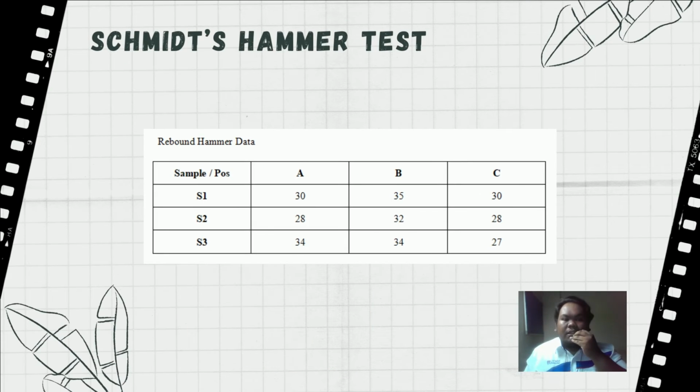Now, the data that we collected for our project, the rebound hammer data. We have three samples, S1, S2, and S3, and we have three positions which we label as A, B, and C. And this is the data that we collected from the project.